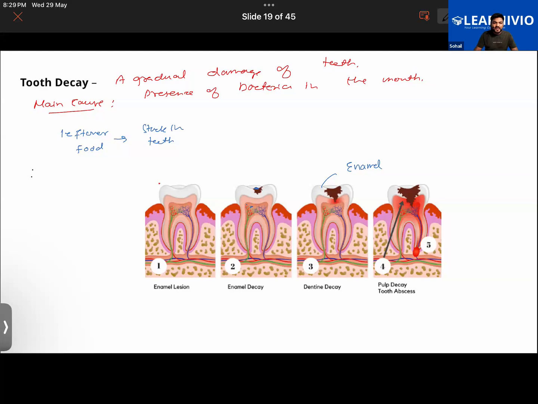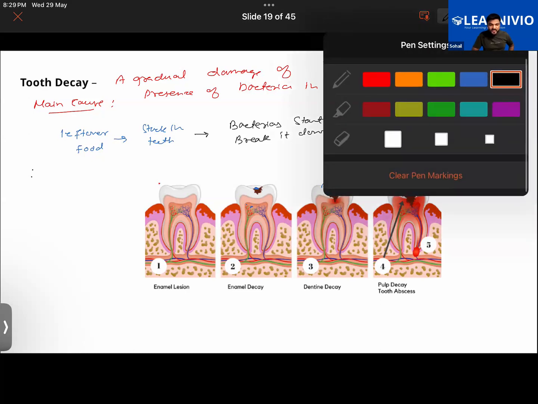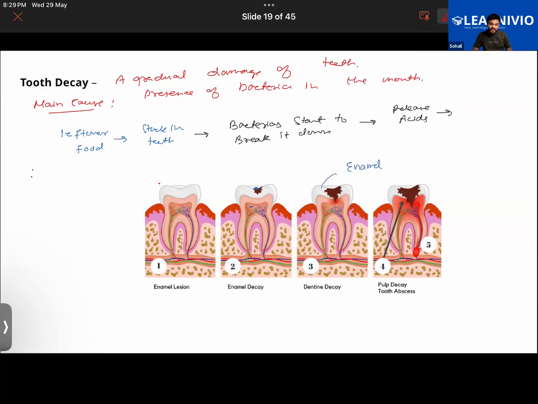So any food particle that is stuck in your teeth, bacteria will start to break it down. And while breaking down the food, they release acids, and since acids are corrosive, they will lead to decay. So acids damage the teeth.